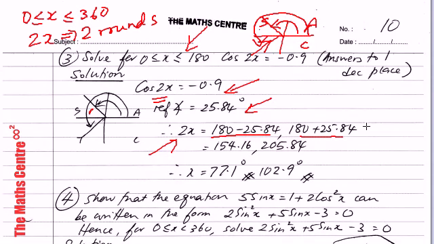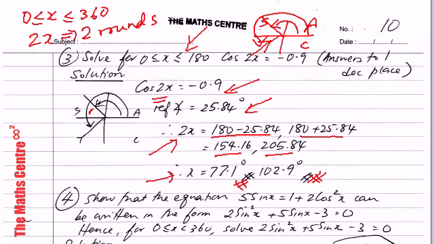So 2x, let's clean this up. 180 minus 25.84, you will get 154.16. 180 plus 25.84, you will get 205.84. Now you have to divide by 2 so that you will get x. 154.16 divided by 2 is 77.1, and 205.84 divided by 2, you will get 102.9 degrees. 2 values of x.